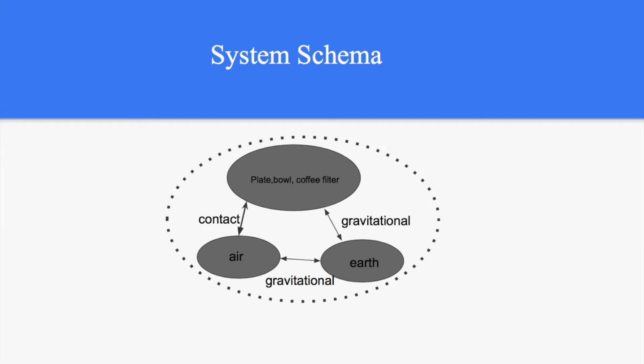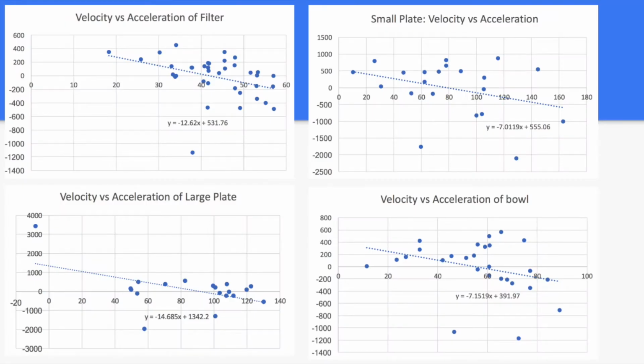Our system schema shows the objects we dropped having a gravitational force with the earth and a contact force with the air, which is also the air resistance. We used our tracker data to create a velocity, in centimeters per second, versus acceleration, in centimeters per second squared, graph for the four objects. Terminal velocity is where acceleration is 0. So we created lines of best fit to determine each object's terminal velocity.